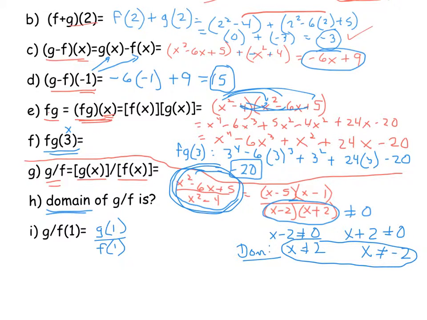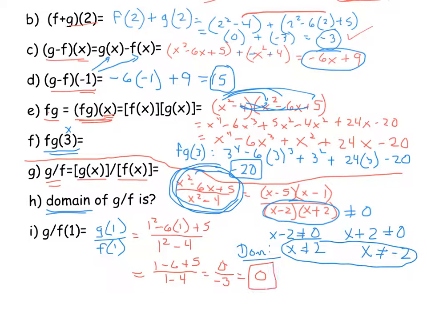So if I simplify 1 squared minus 6 times 1 plus 5 divided by 1 squared minus 4, that would be 1 minus 6 plus 5 over 1 minus 4. So that'd be 6 minus 6, or 0 on the top, over negative 3. 0 split up into 3 parts would be 0. So g divided by f of 1 is 0. And that's it.